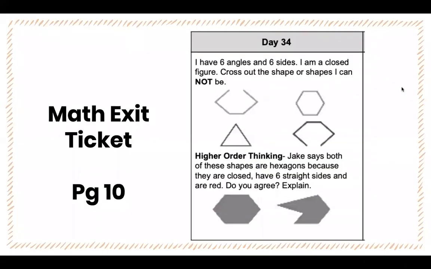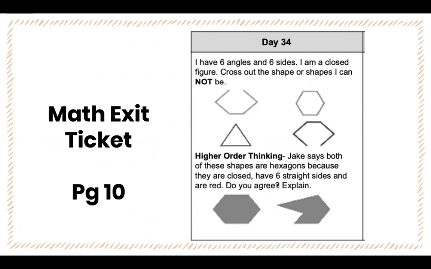On page 10, you will see your second math exit ticket. So your first one says, I have 6 angles and 6 sides. I am a closed figure. Cross out the shape or shapes I cannot be. So start at the first direction. I have 6 angles and 6 sides. There's already a shape in here that does not have 6 sides. So you can easily pick out one and cross it off. The next thing says, I am a closed figure. Look at the shapes that are not closed, that have open spaces, and go ahead and cross those out to find the last remaining shape.